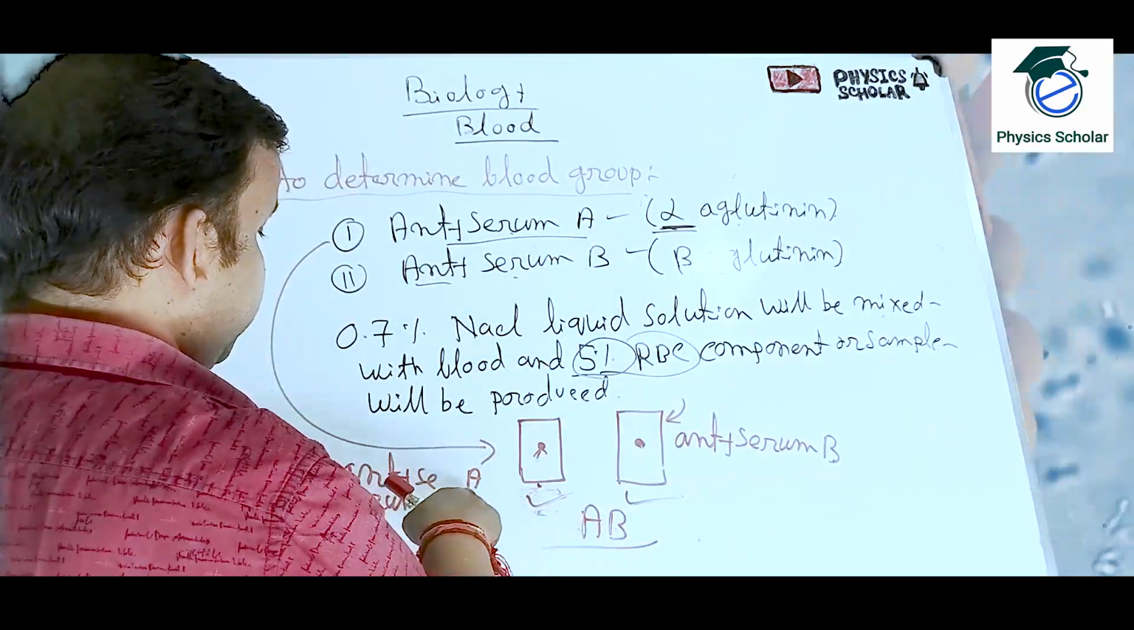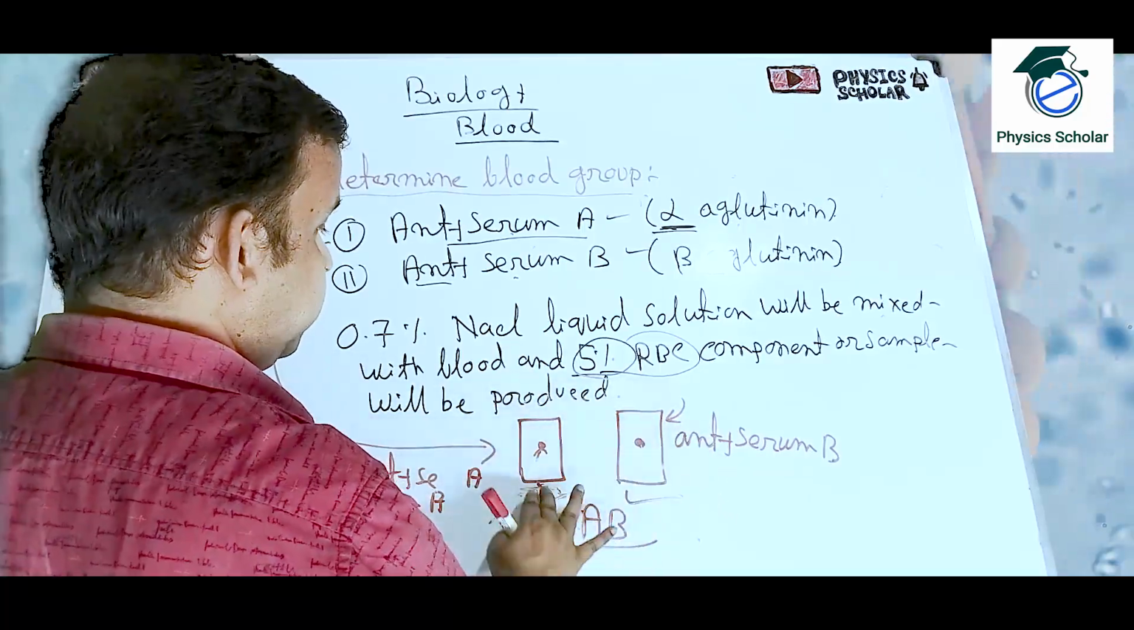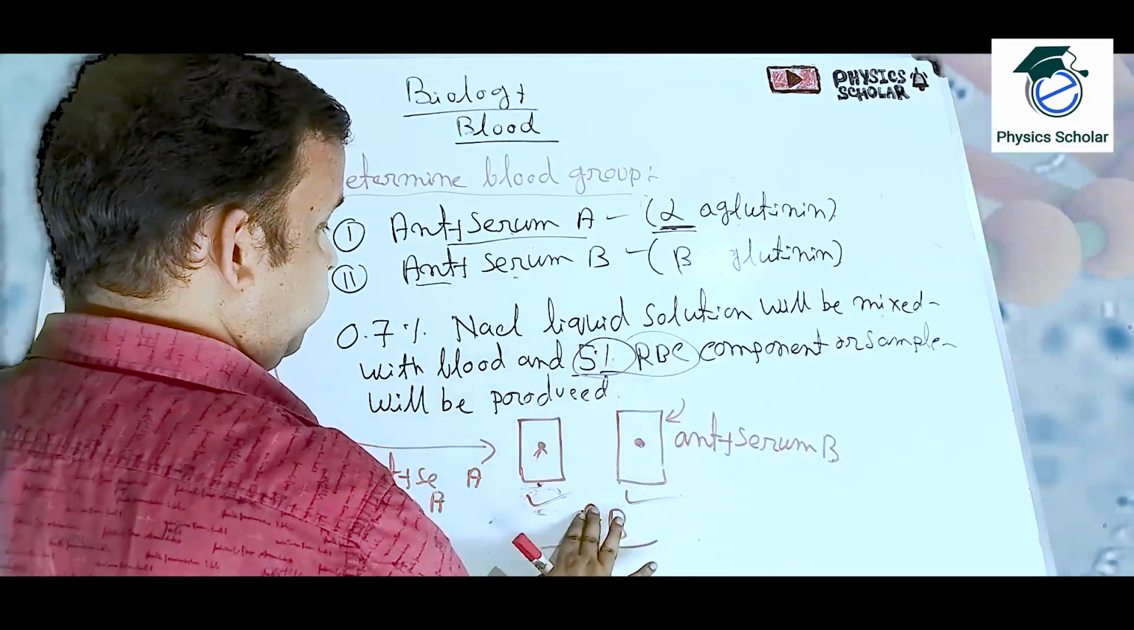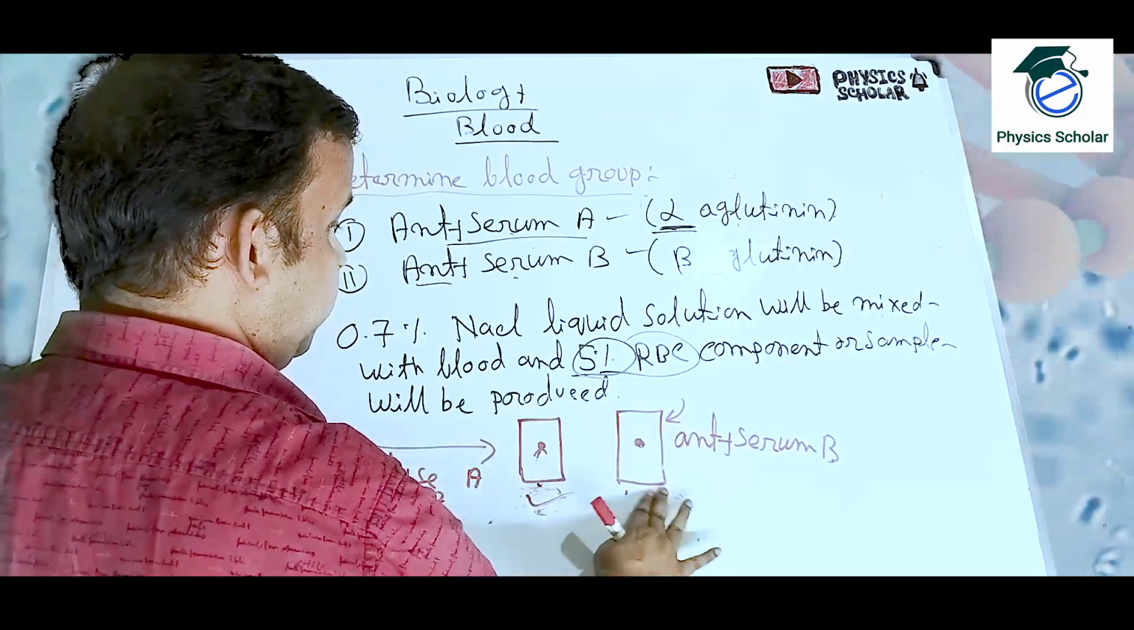Clear? Because either antiserum A or antiserum B, or agglutinin, will be present, so it will react and the blood will be coagulated. So that's why it cannot be given.